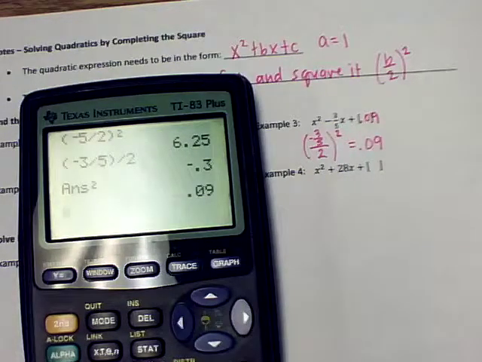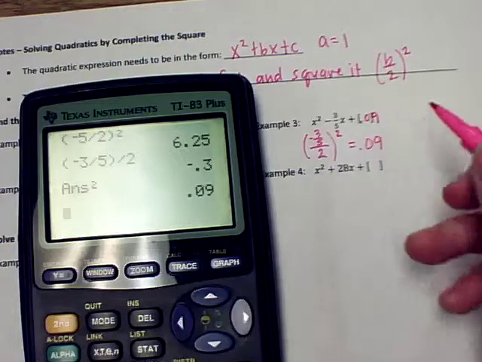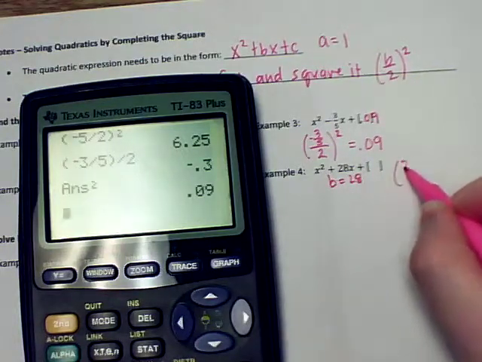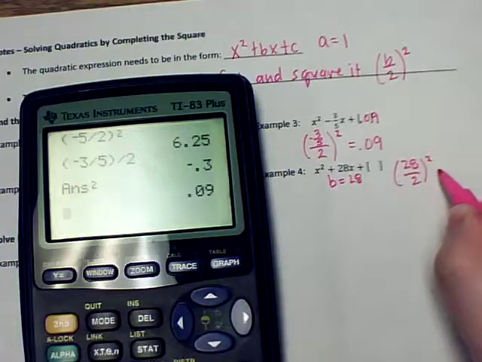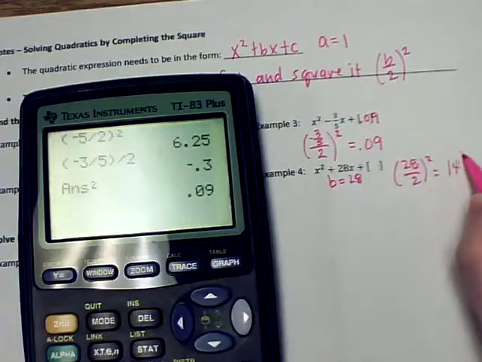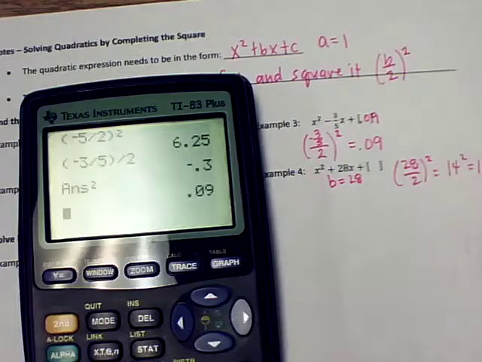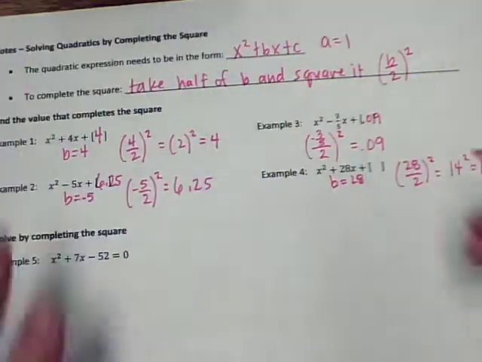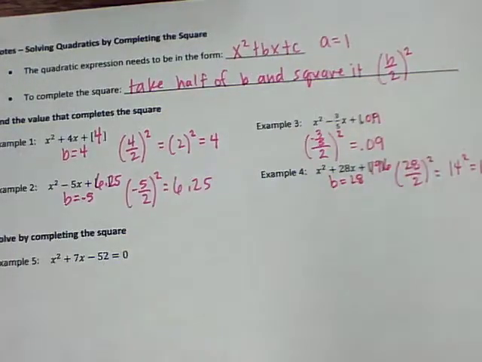So example 4, we'll do that same thing. What's our b value? Our b value is 28. So if I take half of 28 and square it, well, half of 28 is 14. 14 squared is 196. And of course, if you don't know that, you can look in your calculator and get that value. So 196 is what goes in our square.